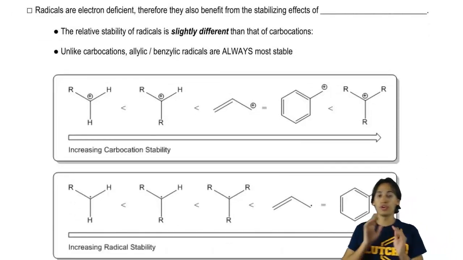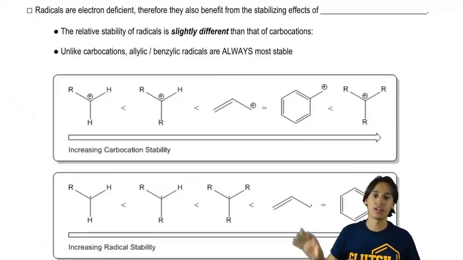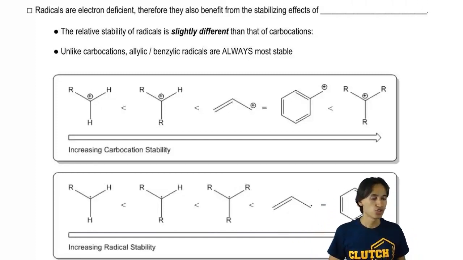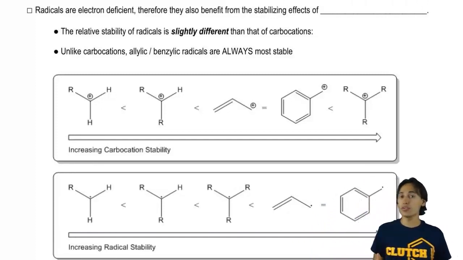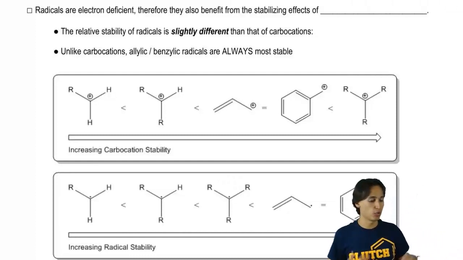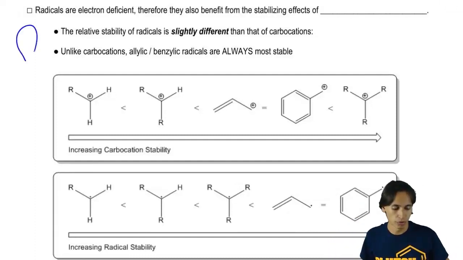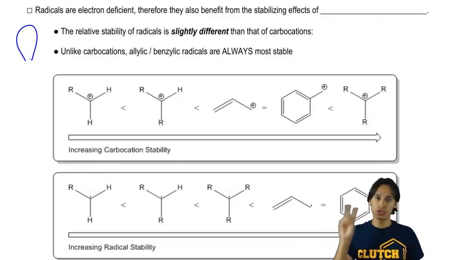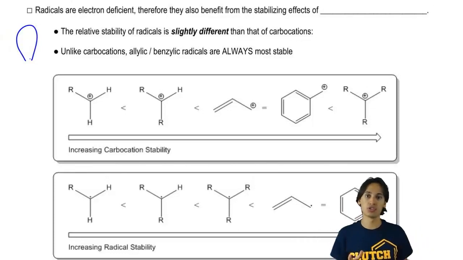And what you're going to notice is that I'm going to compare this trend to the trend for carbocations. Now, if you don't know the trend for carbocations yet, that's okay. I'm just going to point out the major differences here, okay? So first of all, radicals are electron deficient. Now, what I mean by that is that there's an orbital, right? And usually each orbital has space for how many electrons? 2, okay? That's the Pauli exclusion principle.